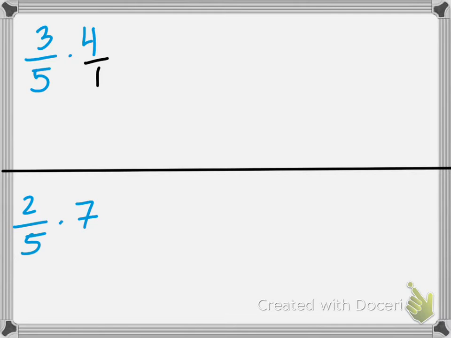What would our next step be? What would we look to see if we could do? Camilla, what would we look to see if we could do? You would look to see if you could cross cancel. Yeah, we want to see if we can cross cancel. No, you can't. 3 and 1, 1 is already the most simplified. 4 and 5, not divisible by the same thing. So we just multiply across. We can't cross cancel, so we multiply across.